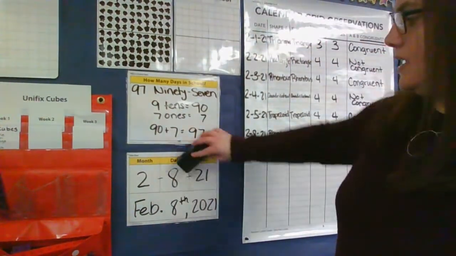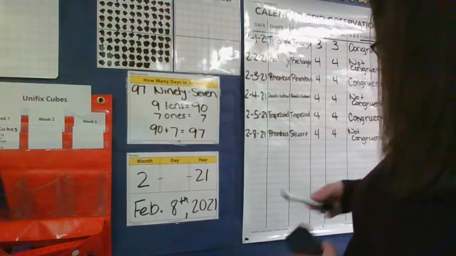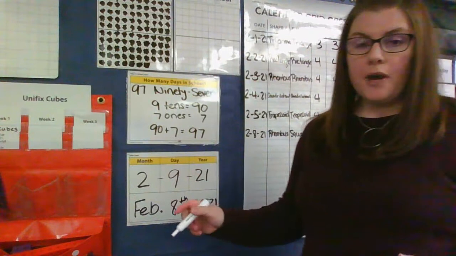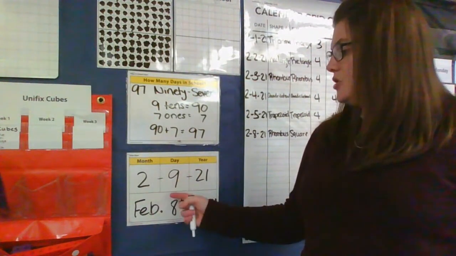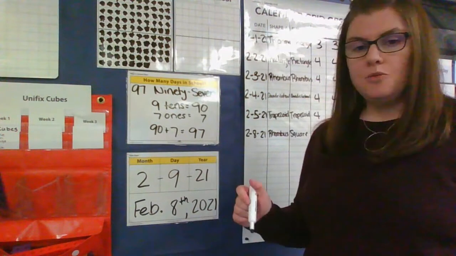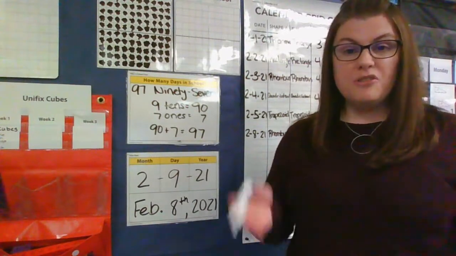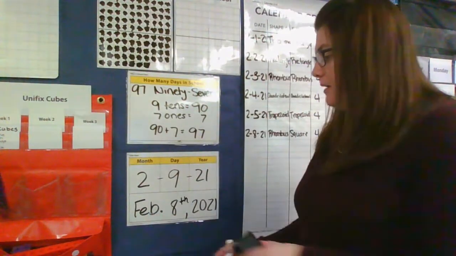It goes January, February. Say that with me. January, February. So if we know February is month number 2, we can update our date card. We're going to leave that 2 right where it is, but we need to update the day to the 9th. So day number 9. And the year is 21. So everything we write our date on today will be 2-9-21.